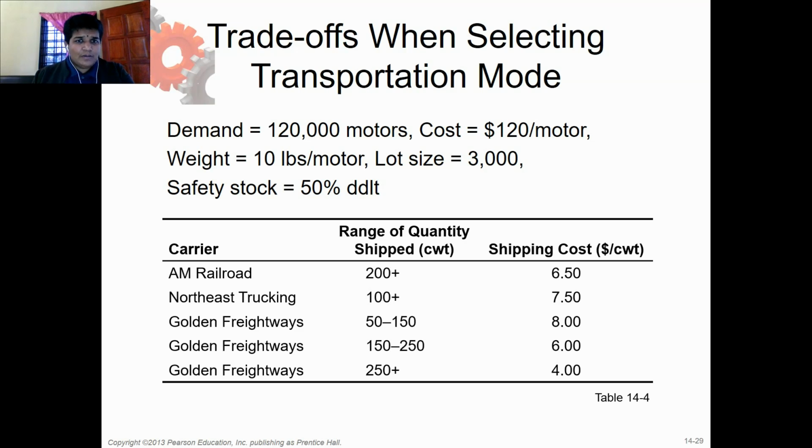Lot size is 3,000. Safety stock is 50 percent. Okay, so when you are using railroad, trucking, Golden Freightways, okay, the shipping costs that involve per. So if 200 means per, you calculate 107 ringgit 50 cent per one shipment. Okay, so you just calculate, it's not for the whole unit.